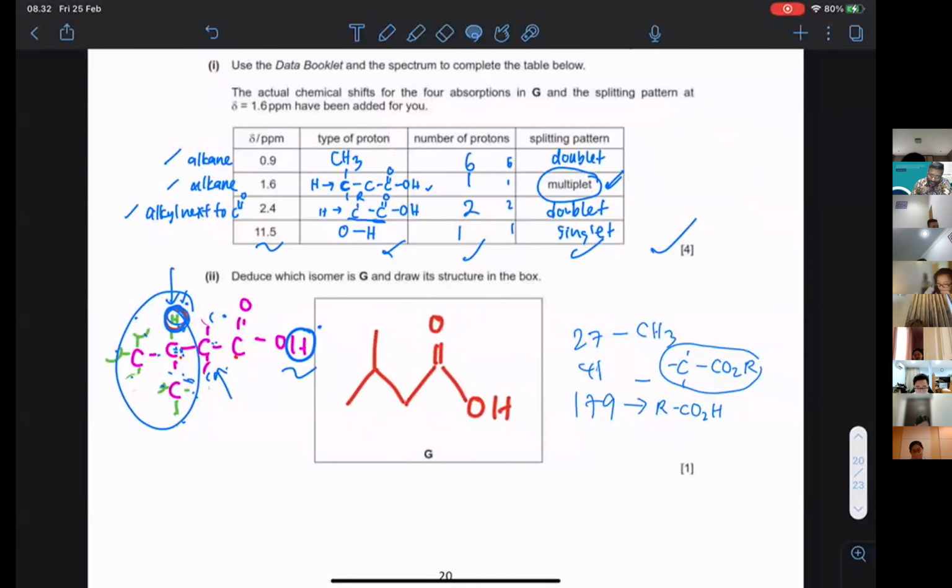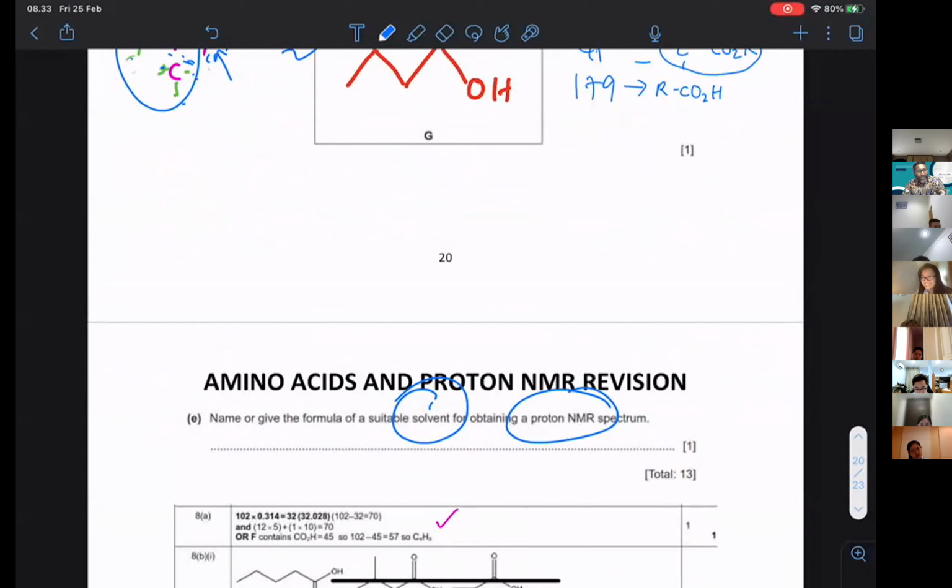Let's see whether you guys remember this. Ashley, what is the solvent? Wait, sir, is this low? This is high resolution, right? Don't worry about high resolution and so on.